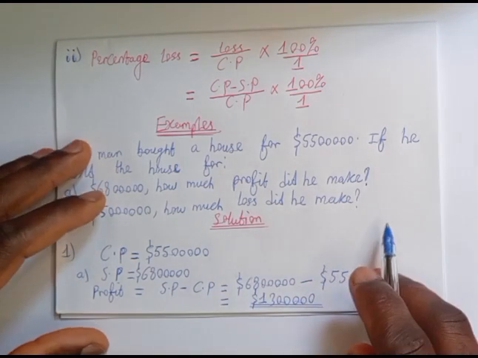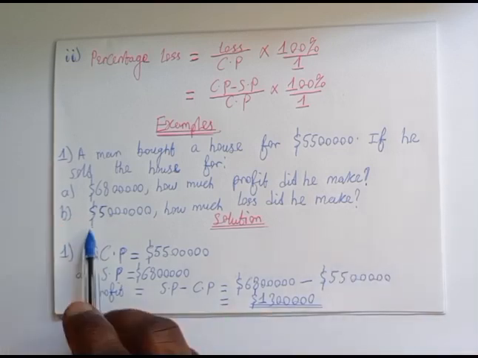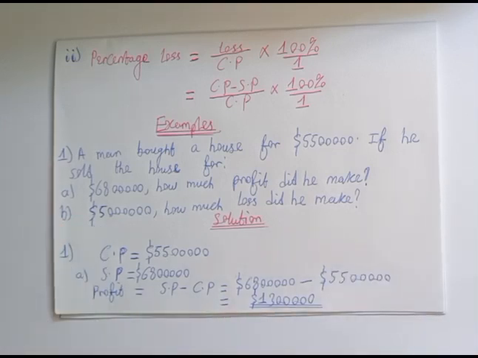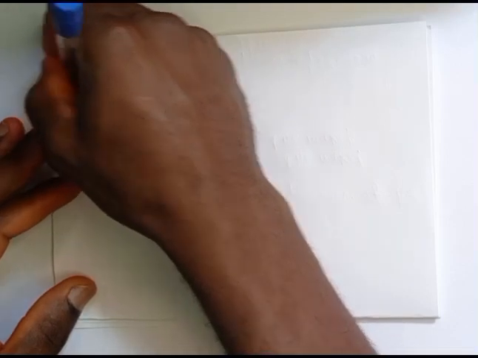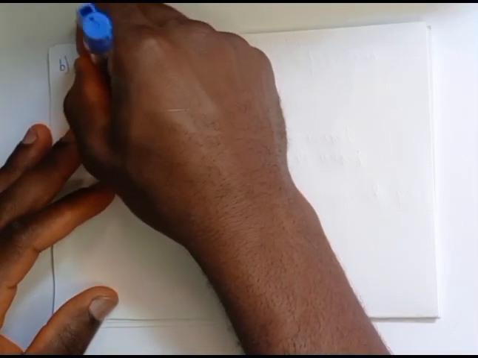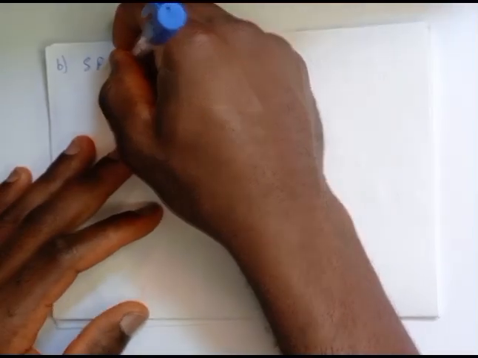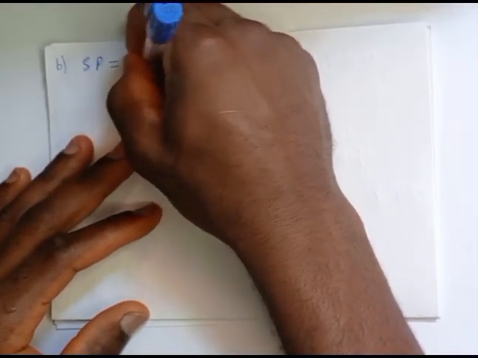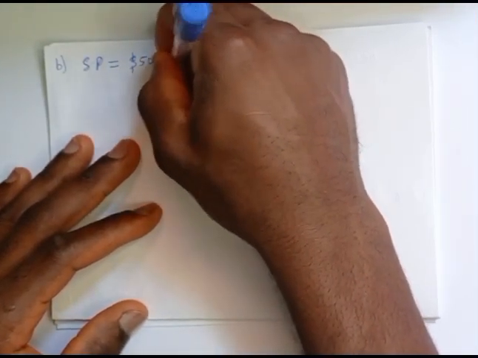How much loss did he make after selling the house for $5 million? B. The selling price is simply equal to $5 million.